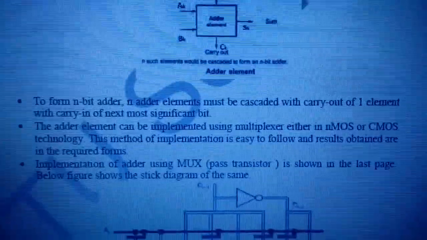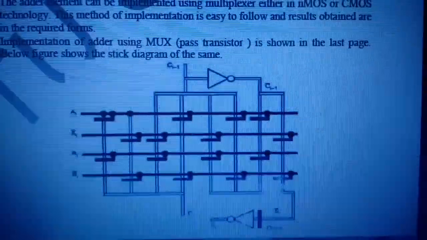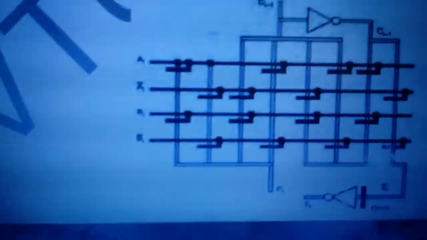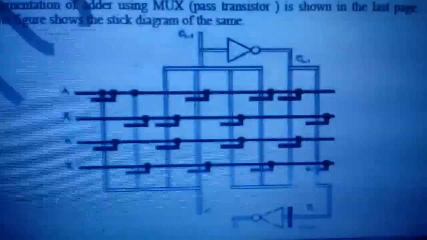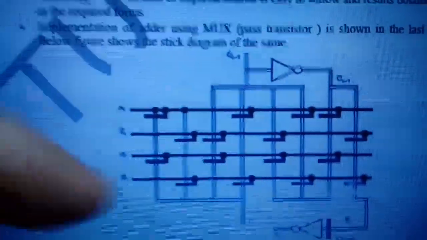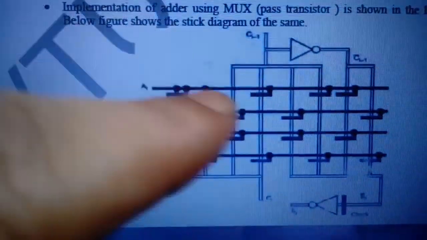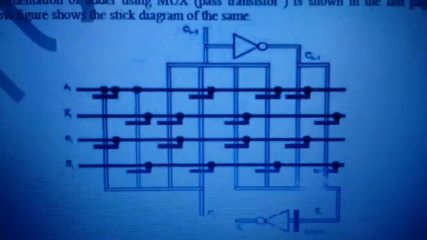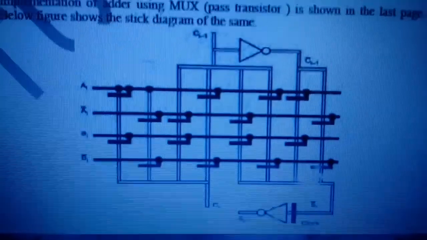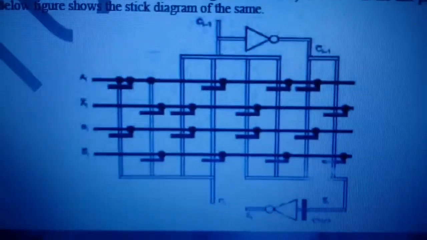It's shown later. This figure below shows the stick diagram of the adder. You can see the input lines, A1 bar, S1, B1 bar. Whatever thick lines you are seeing here are the metal lines. The two lines you are seeing are the diffusion, and this is the contact cut along with the poly. The representation is shown using the stick diagram, and here inverters are used. Just go through that. So this is how you have to implement.